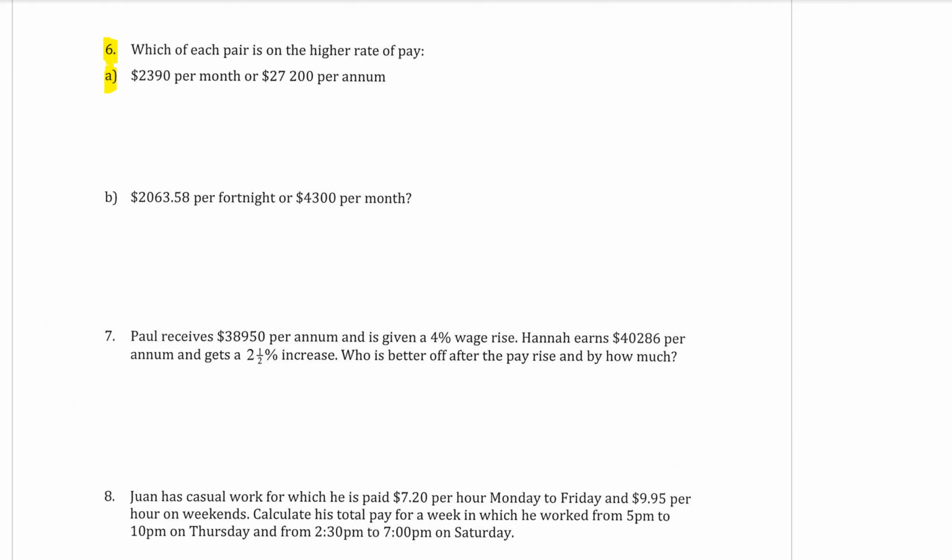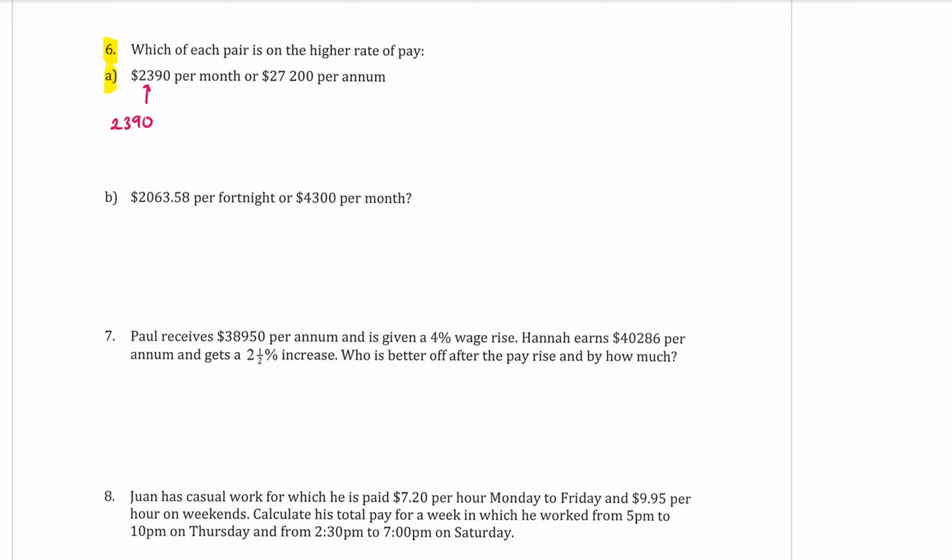We have two options. We could either get $2,390 per month or $27,200 per annum. So what I would do is I want to have both of them in the same amount of time. So I'm going to convert both of those into a yearly rate of pay. The $27,200 is already per annum. Let's work out this monthly pay as a yearly pay.